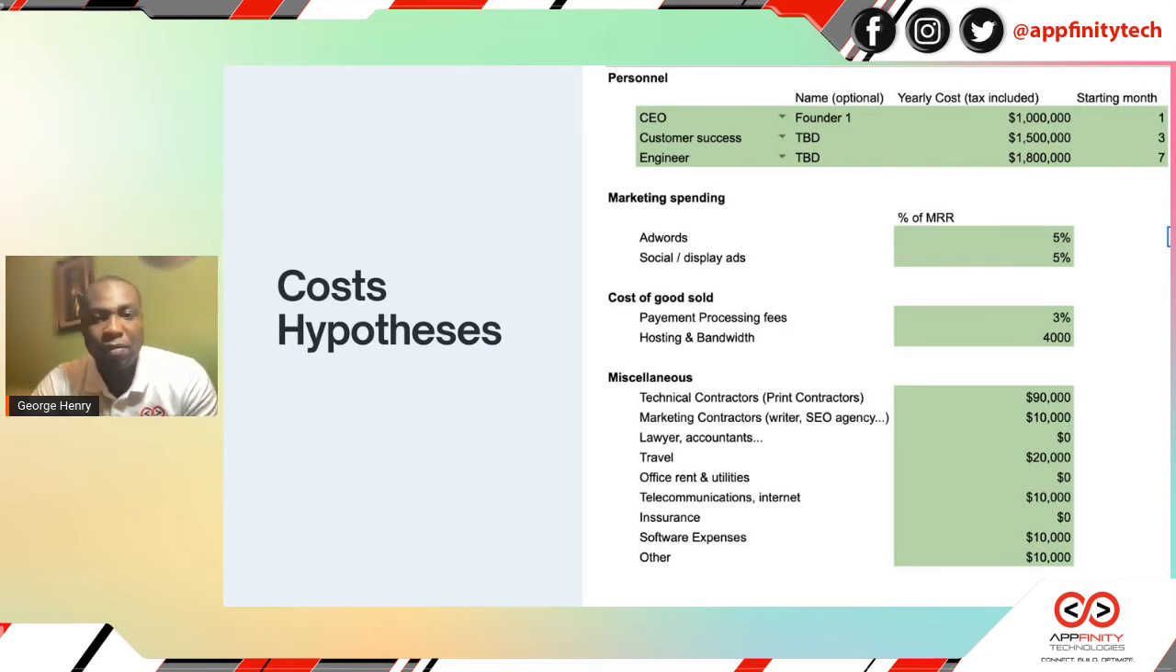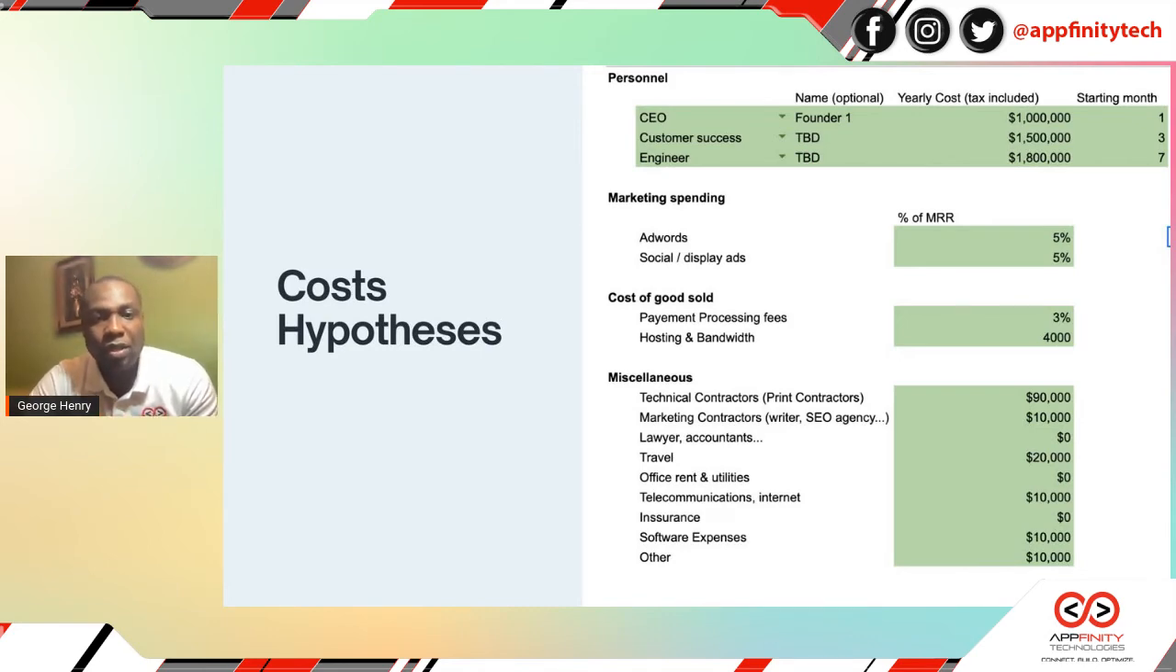For marketing, for AdWords and social media, we're going to be doing 5% each. So what that means is that 5% of the revenue that comes into the business is going to be going back out into AdWords and marketing. And we can increase this, and the assumption is that if we increase this, then we'll be getting in more customers as we go along as well.